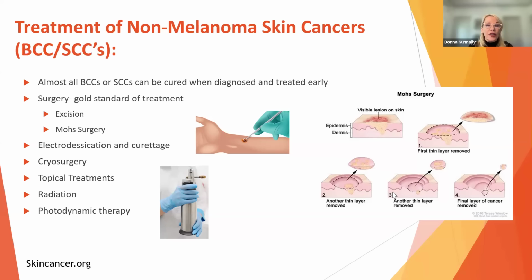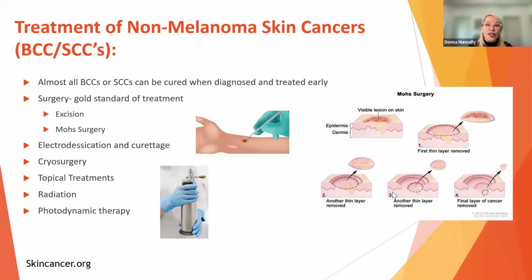We can treat them with electrodesiccation and curettage, where the site is numbed with lidocaine and scraped with an instrument called a curette, and then cauterized to stop the bleeding and destroy the remaining cancerous cells. Cryosurgery can be used, which is just treating them with liquid nitrogen. And there are many FDA-approved creams, which are chemotherapies or immunotherapies that are used at home and can be easier for the patient.